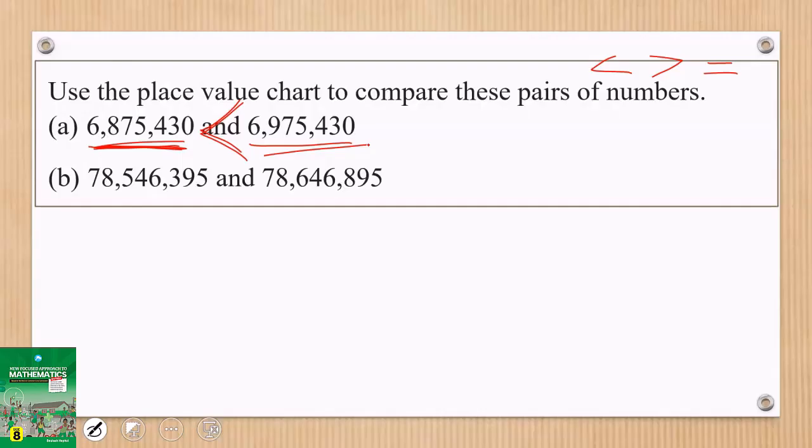Okay, now look at the second one. The second one too, you can see that we have 78,546,395 here to 78,646,000. So once you see 646,000 and this is 546,000, then obviously this number is bigger than that number. So again, we can use the symbol less than, showing that 78,546,000 is less than 78,646,000. Right, so that is that.